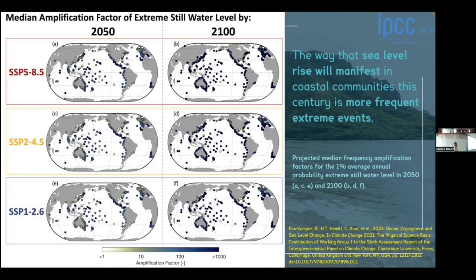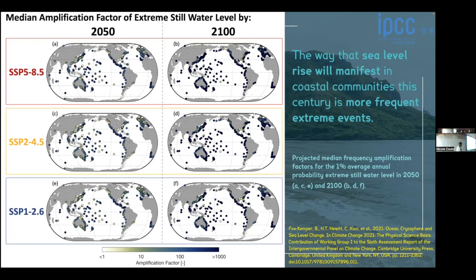And then the last part, which is about sea level rise impacts. One of the things that you're going to notice first, the way that sea level rise will manifest itself in coastal communities this century, is more frequent extreme sea level events. Like the tide's just going to be higher than it used to be. The storm surge is just going to be higher than it used to be. This will be long before the beach goes away. It'll just be inundated more often.